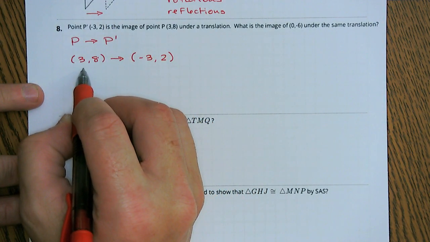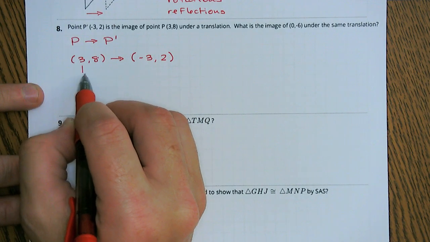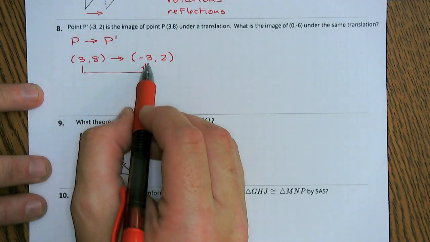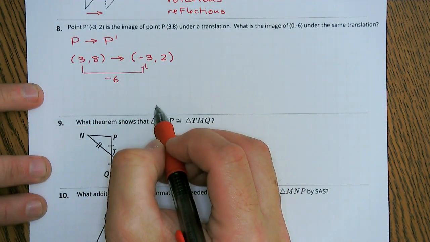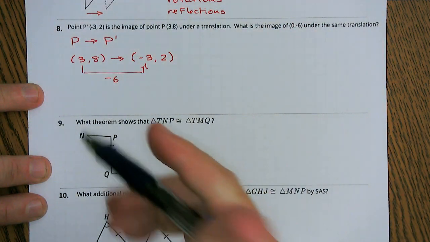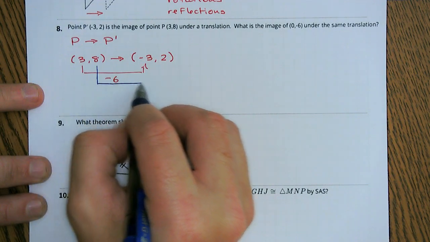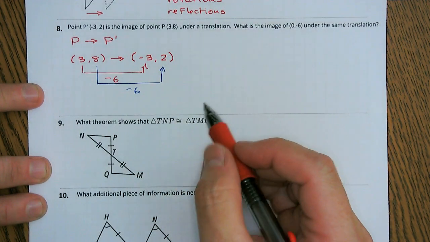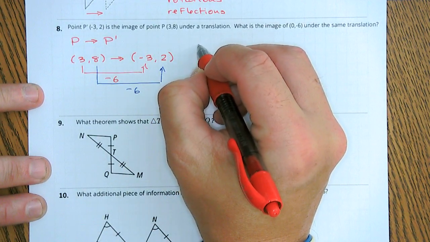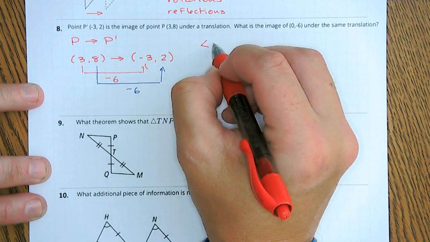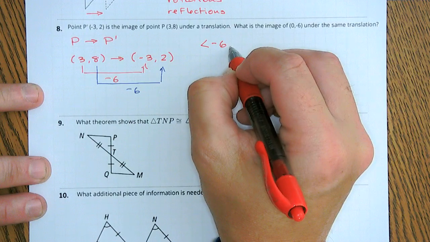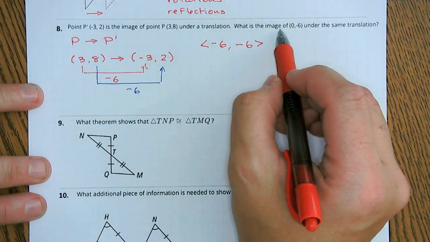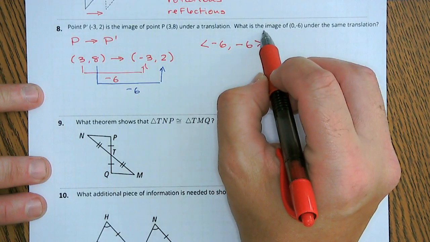Well, we can see here that if I need to go from a 3 to a -3, how do we get there? Well, if you have a 3 to a -3, just subtract 6. Same thing with our 8. If I'm going from 8 and we end up at 2, we just subtracted 6. So our translation rule is that we're going to take our x and y, and subtract 6 from the x's and subtract 6 from the y's.